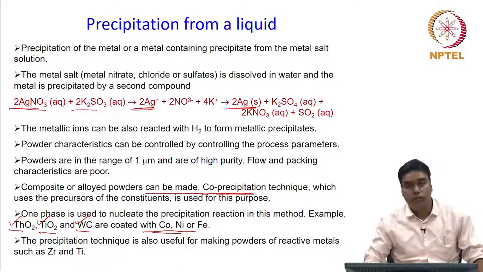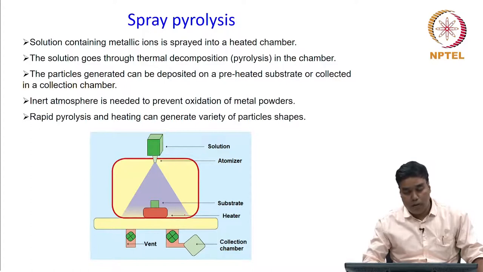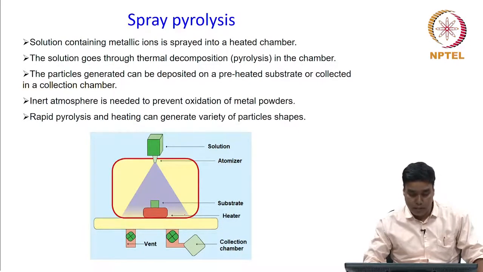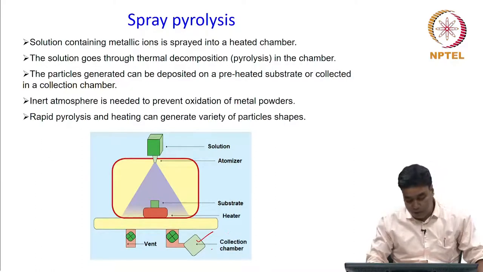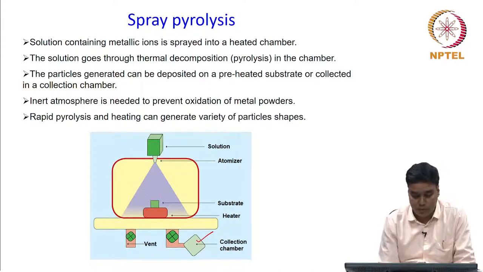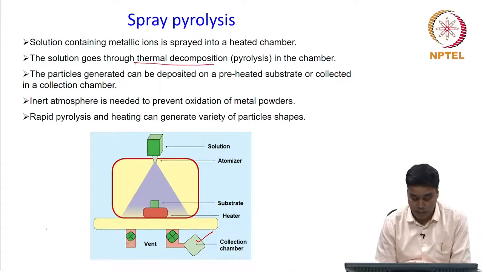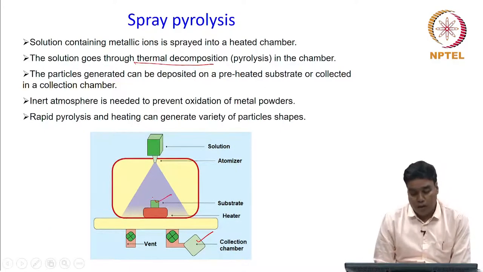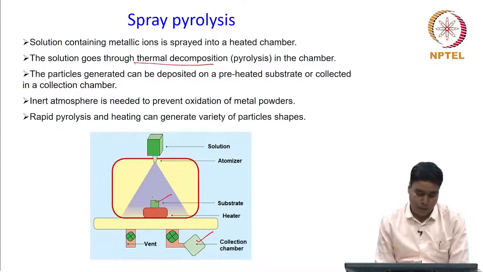And then we talked about this process called spray pyrolysis, wherein a spray of the metal salt solution is sent into a chamber where it is thermally decomposed to generate the metal powders, which are collected at the end in this collection chamber. And we have also seen that the powder which is generated inside this chamber by the thermal decomposition process can also be coated on a preheated substrate. So, this is also a process of making a coating apart from making metal powders.